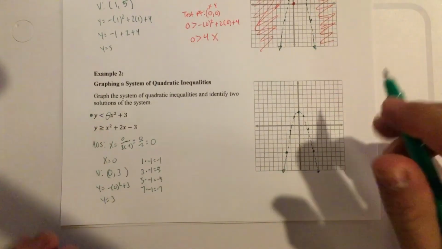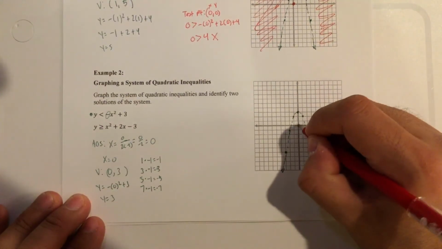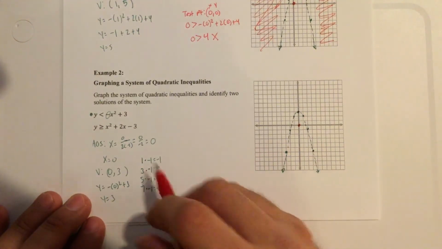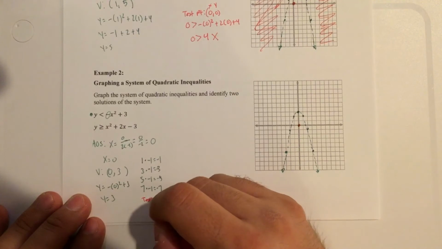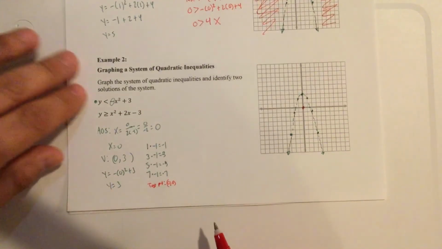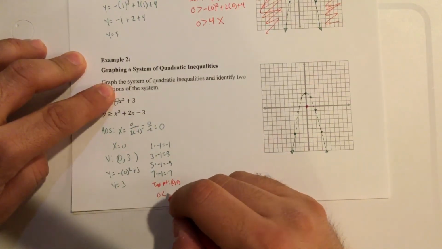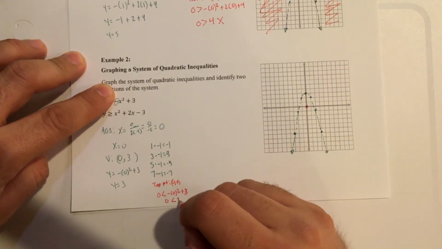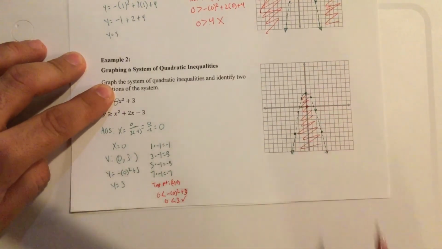And once again, you can test a point that is inside of the parabola. So in this case, if 0, 0 is available, I'm going to use that one. So my test point is 0, 0. So x and y are both 0, so I'll use the equation I'm using. So 0 is less than -0 squared plus 3. So is 0 less than 3, which is true. So that means I would shade inside the parabola.